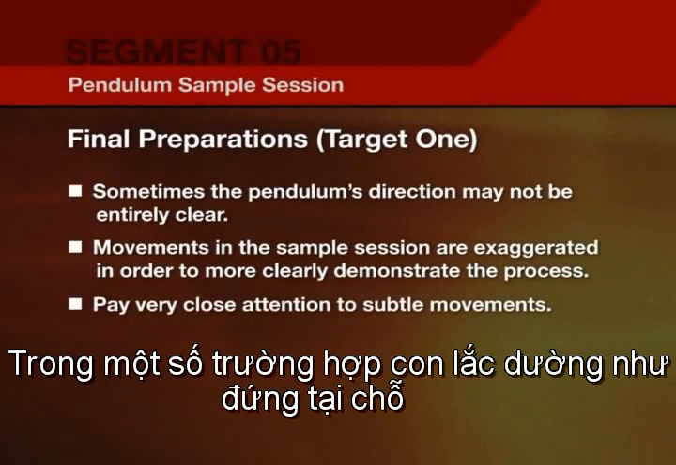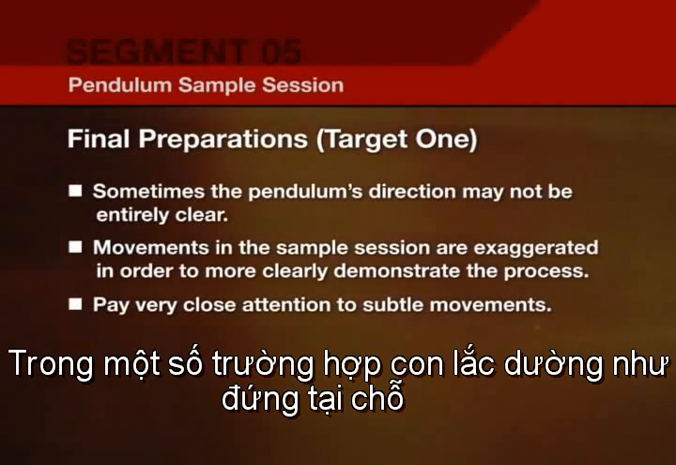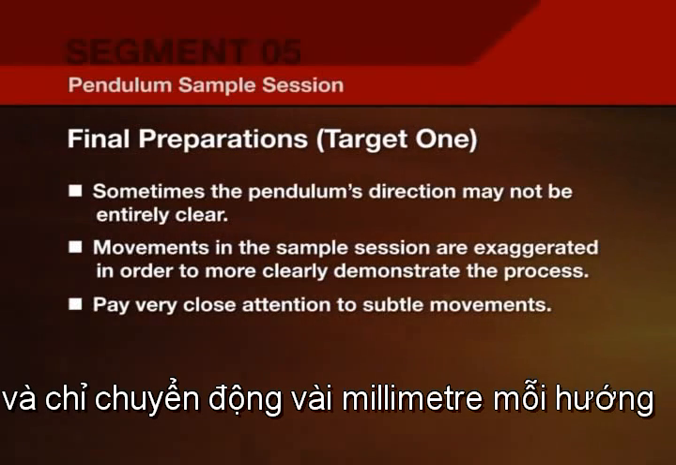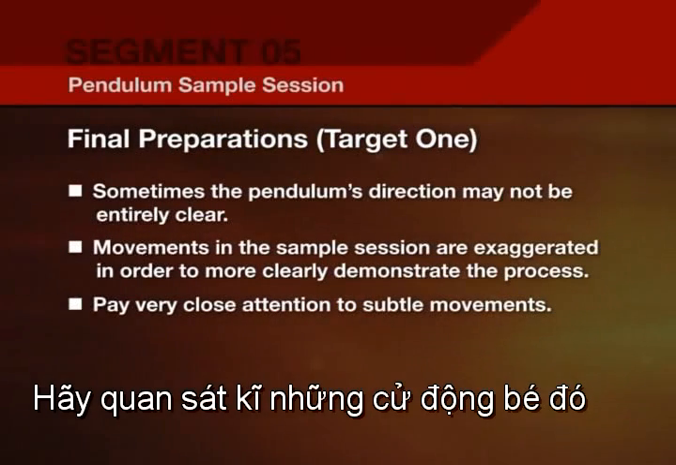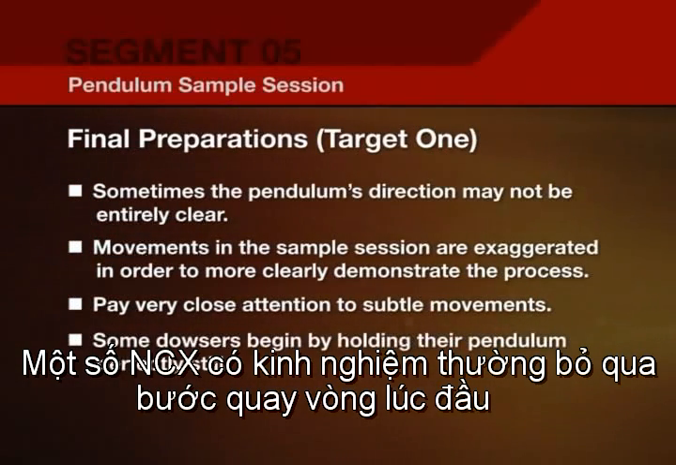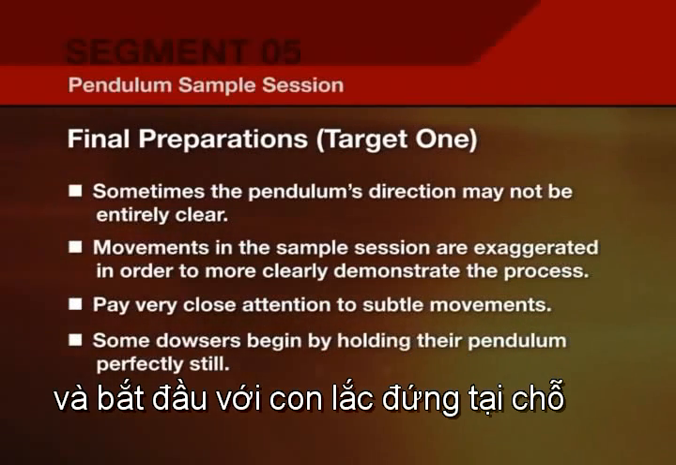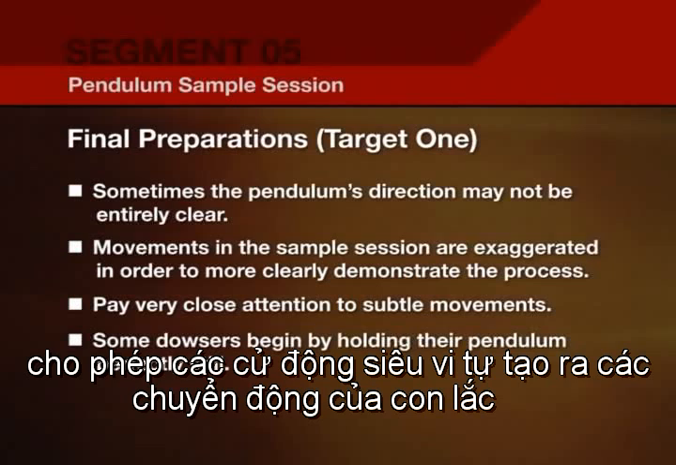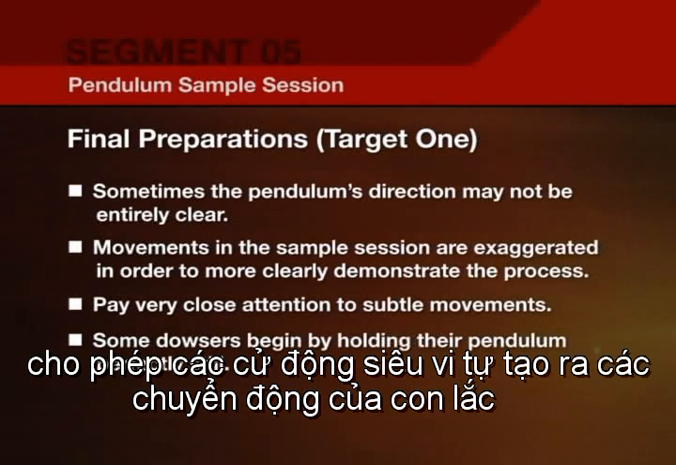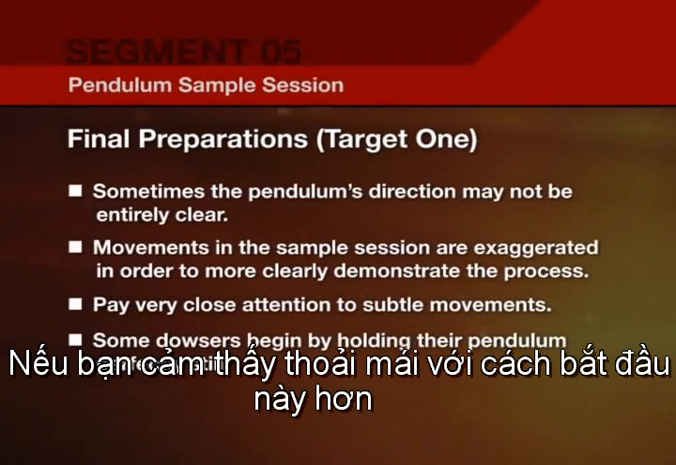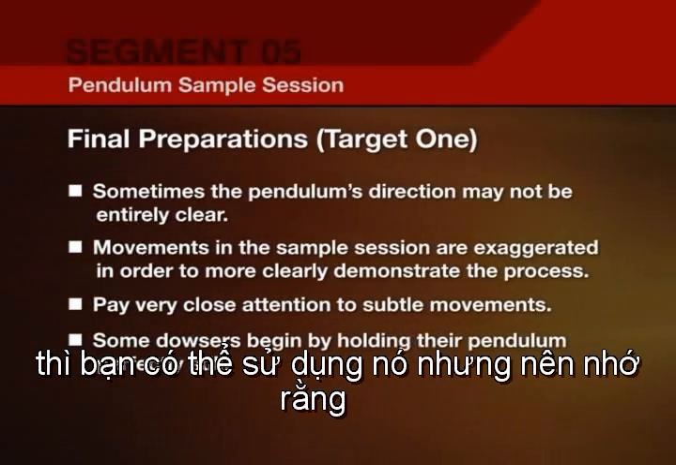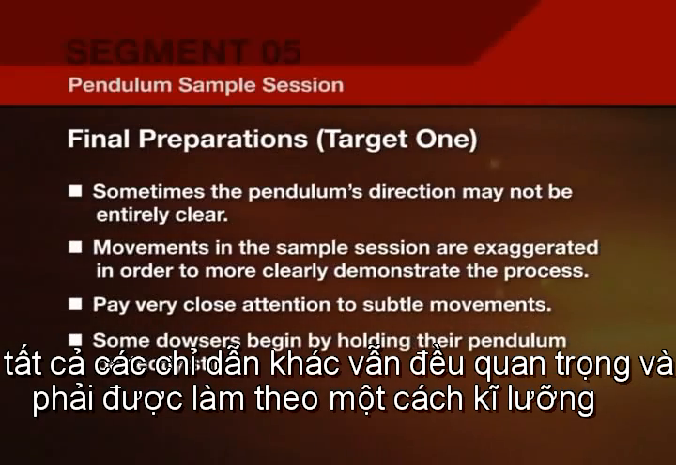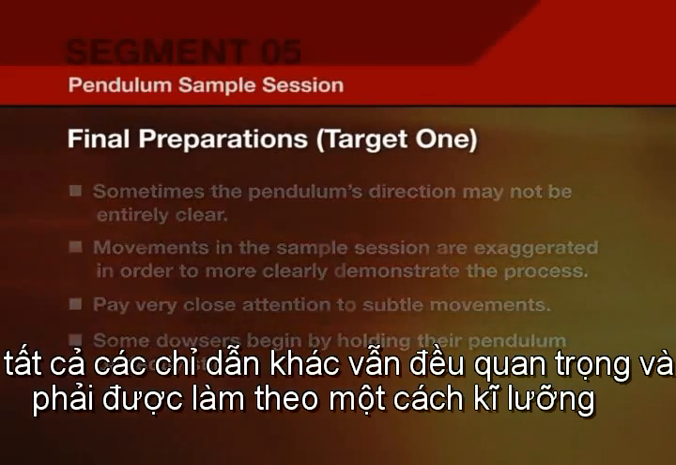Since the process entails you to hold perfectly still after the rotation has begun, the movements indicated by the pendulum may be barely noticeable, as they are generated only by micro-movements. In some cases, this means the pendulum may appear to come to almost a standstill, moving only a few millimeters in one direction or another. Pay very close attention to this subtle movement. Some dowsers with more experience actually skip the initial rotation step and simply begin with their pendulum held motionless, allowing their micro-movements to then generate slight swinging in one direction or another. If you feel more comfortable utilizing this alternate initiation step, please feel free to do so. But remember, all the other guidelines presented are still valid and must be followed.